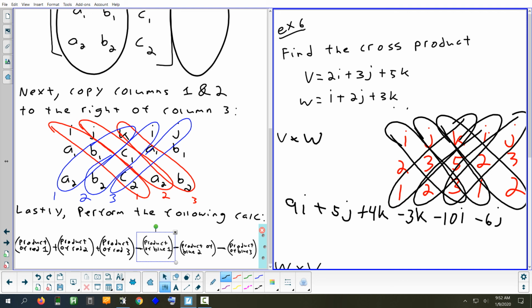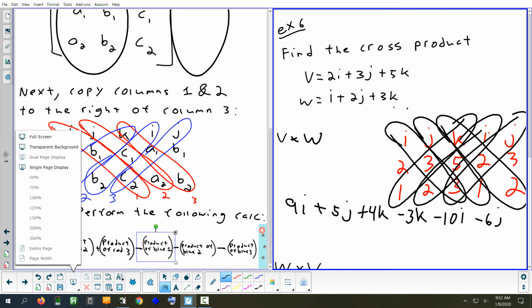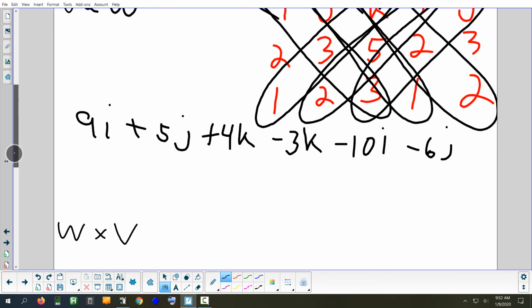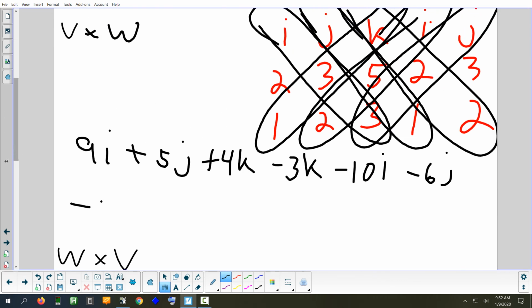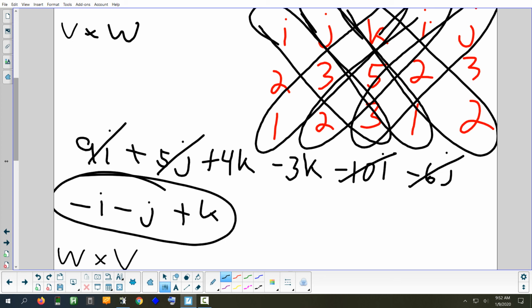Now just combine any like terms you have, and that's your final answer. What do I get for my I's when I combine them? A negative I. How about for my J's? Negative J. And what about for my K's? Plus K. That is the cross product. Notice the cross product is not a number. It's a vector. Negative I, negative J, plus K.